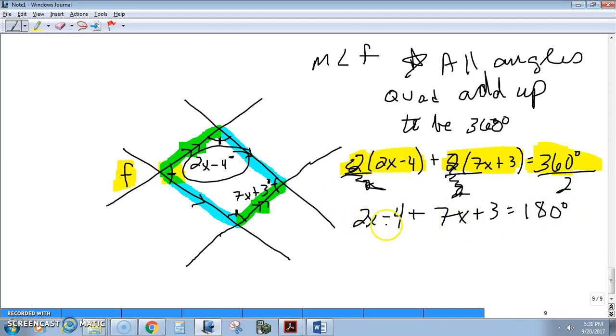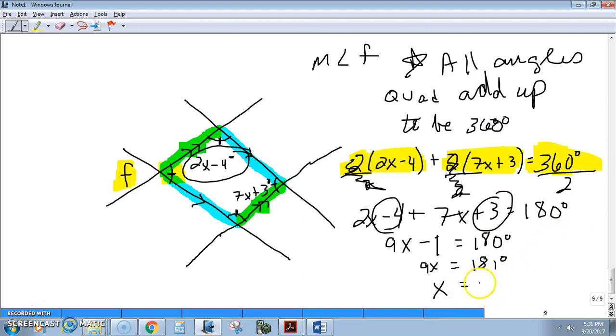So let's combine like terms. I have 9 x's all together minus 1 equals 180 degrees because negative 4 and positive 3 are negative 1. Then if I add 1 to both sides, I get this. Then divide both sides by 9, and I get 20, and then 1/9 left over. This is going to be way more complicated than any numbers you have on your test. So let's just say I have 20 and 1/9. But let's just say, because I'm nice for this problem, let's just use the 20. Let's say x is 20.